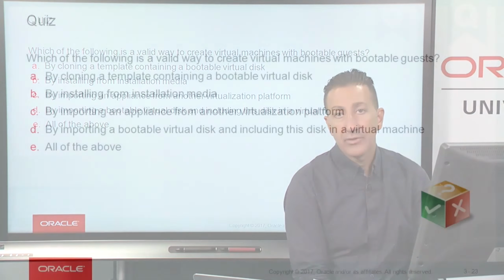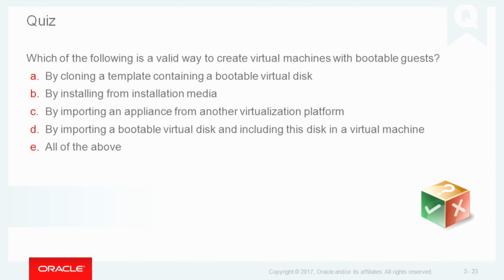Well, so you have learned about different methods we have for importing templates, appliances, virtual machines, and virtual disks, and how to use them after that, right? In this quiz, which of the following is a valid way to create virtual machines with bootable guests? By cloning a template containing a bootable virtual disk, that's true. By installing from installation media, that's true. You have the option to choose the boot order and select the CD or DVD that you emulated.